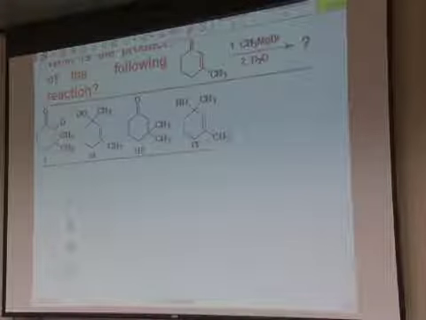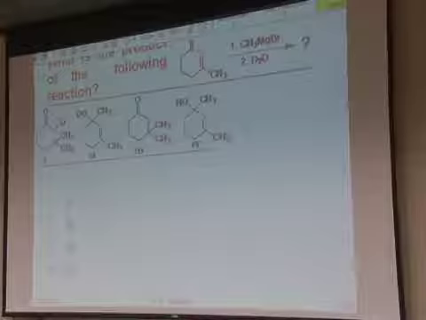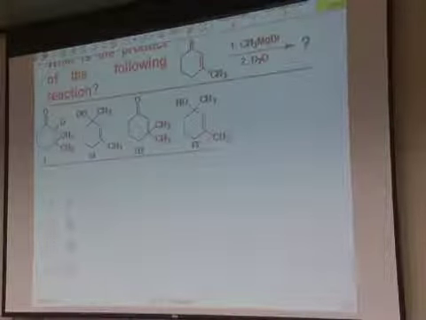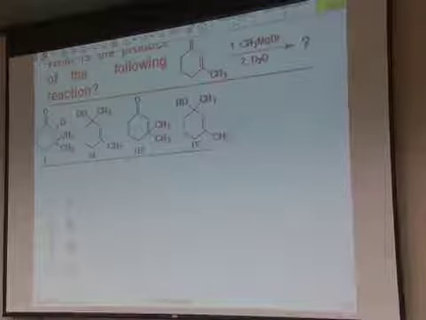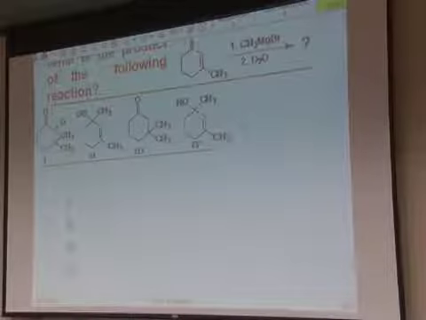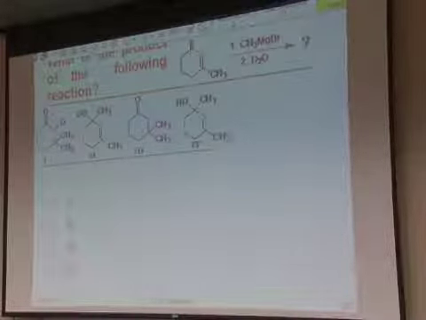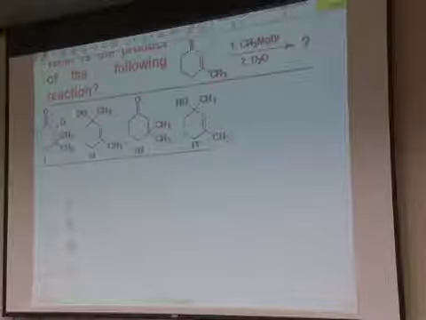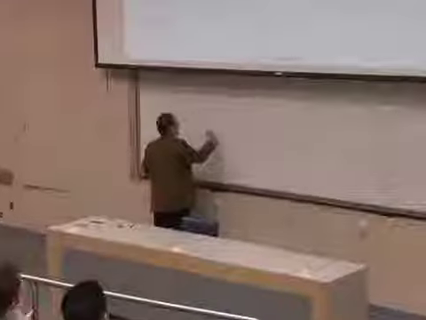So let's go over some questions. What is the product of the following reaction? You are having a ketone also, CH3. And you are adding first CH3MgBr and second D2O.